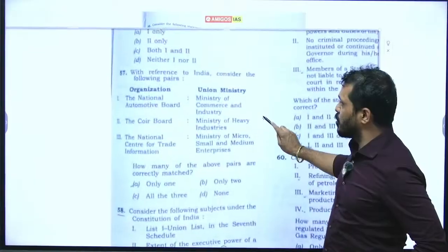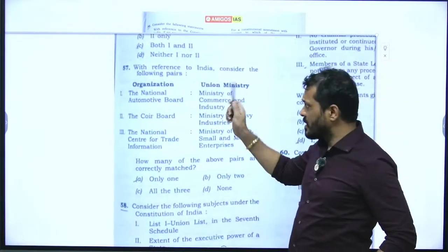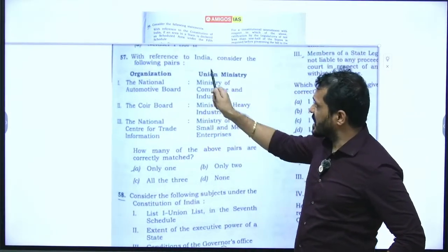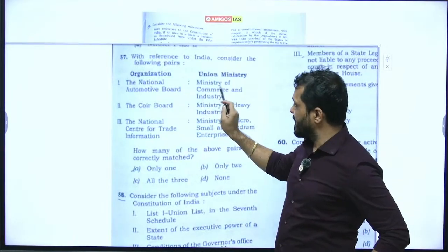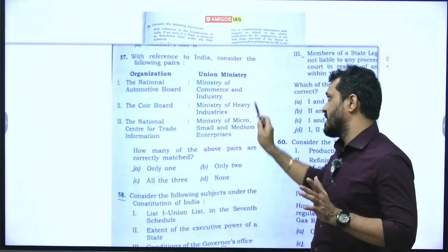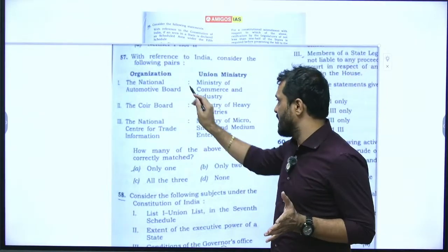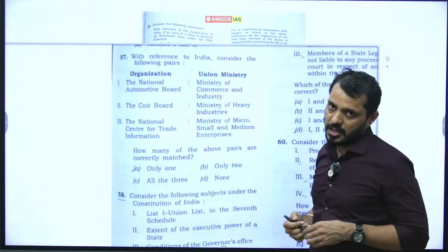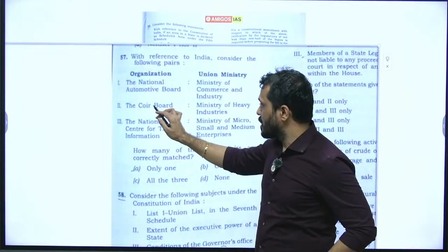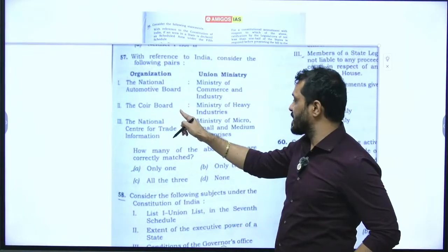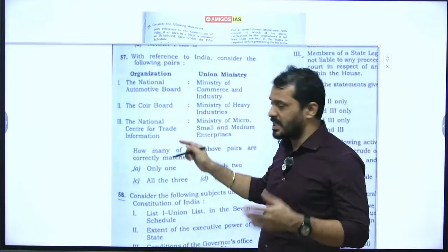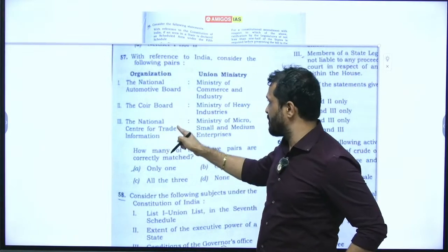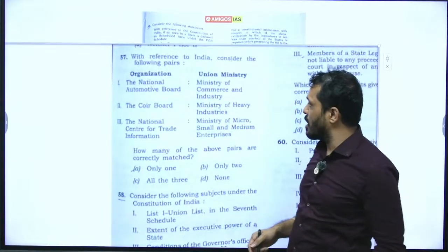Okay, this question is a factual question. Now listen, with reference to India, consider the following pairs. The National Automotive Board, given under the Ministry of Commerce and Industry. No, students, it is not the Ministry of Commerce and Industry, it is the Ministry of Heavy Industries. So this pair is incorrectly matched. The Coir Board comes under the Ministry of Micro, Small and Medium Enterprises. So this is also incorrectly matched. The National Centre for Trade Information is related to the Ministry of Commerce and Industry.